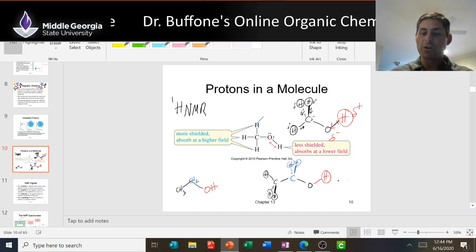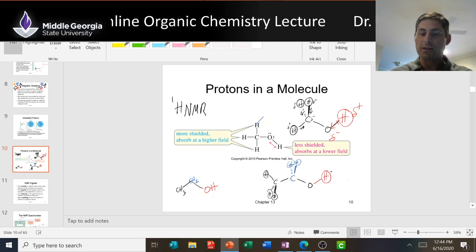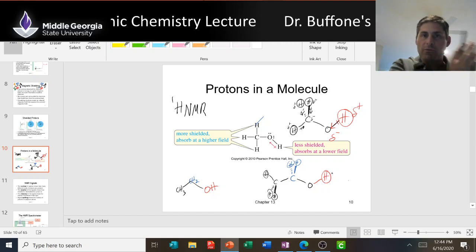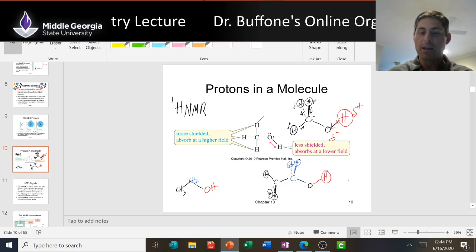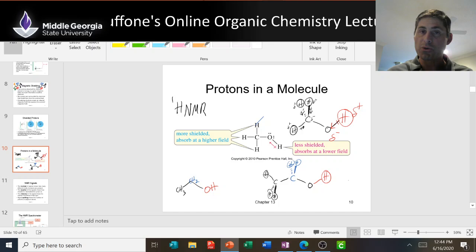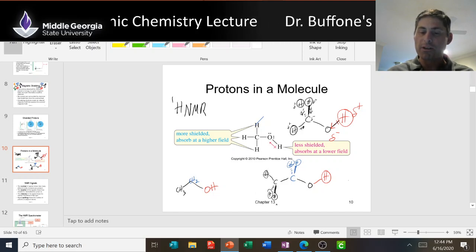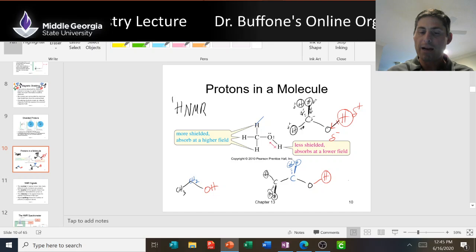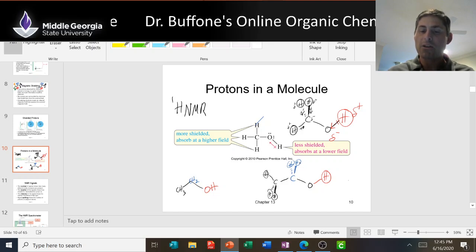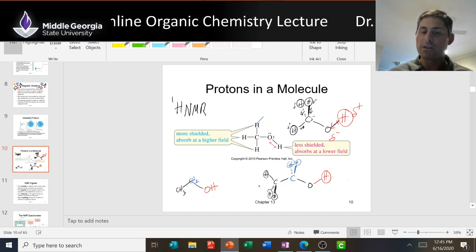Because the electrons surrounding this one are being sucked away, this is the most de-shielded, and it will show up downfield in the spectrum. These protons in blue are on a carbon that is next to an electronegative oxygen, so they will show up in a different location than these three. Even though these are carbon-hydrogen bonds and these are carbon-hydrogen bonds, the ones in blue will be slightly more de-shielded than the ones in black.